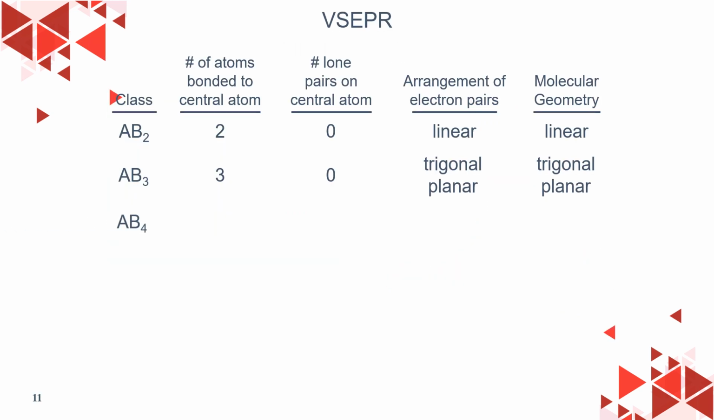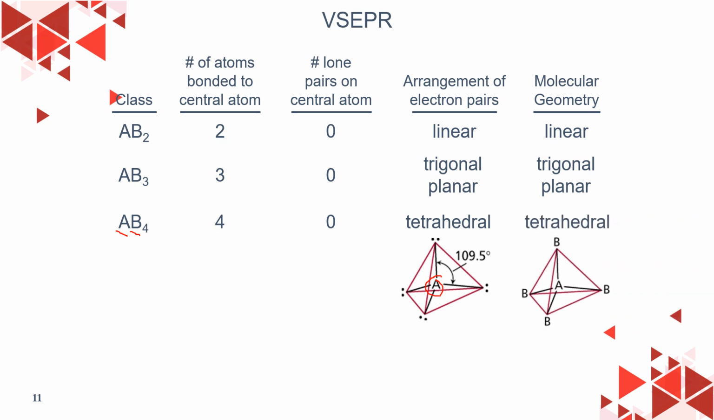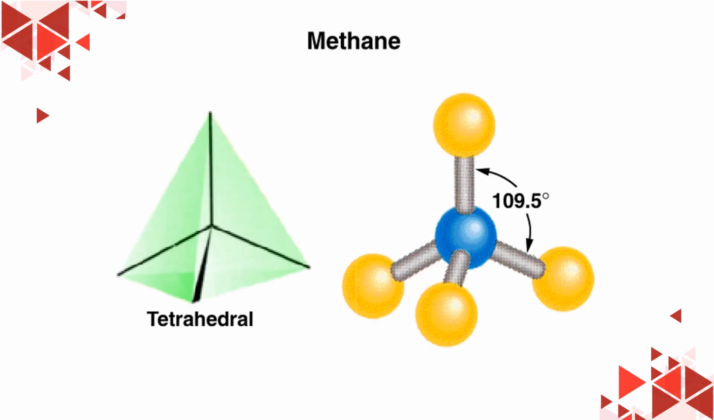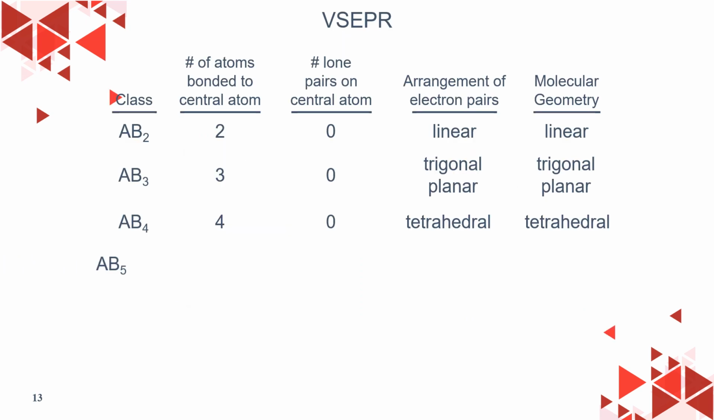Now let's see AB4, where the central atom is bonded to four atoms with no lone pairs. It will divide the space of the central atom by four atoms in the same way, making the molecular geometry tetrahedral. Methane is one of the compounds that gives a simple example. Okay, let's see the next one.